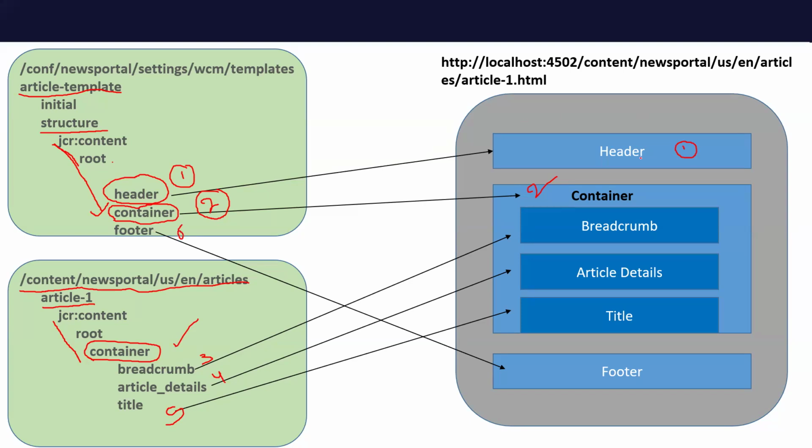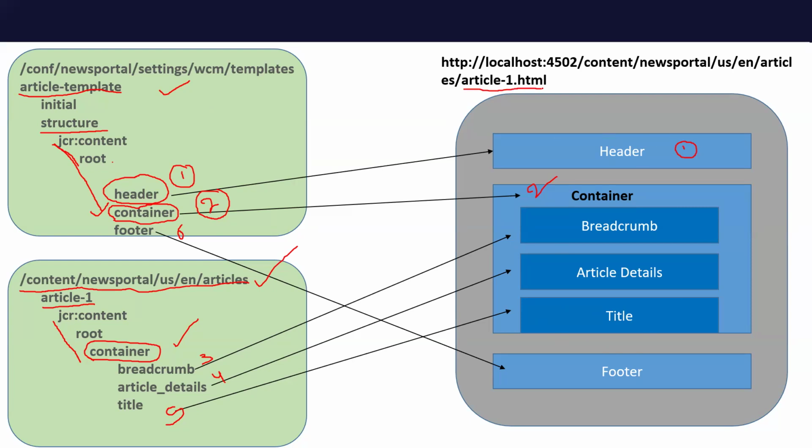But in the page, we'll see it as a complete HTML markup. This HTML markup is rendered from two different locations. The first one is the template, because the execution always starts from the template. And the second level is the page level. So these two levels of content are combined to generate this HTML markup of article 1.